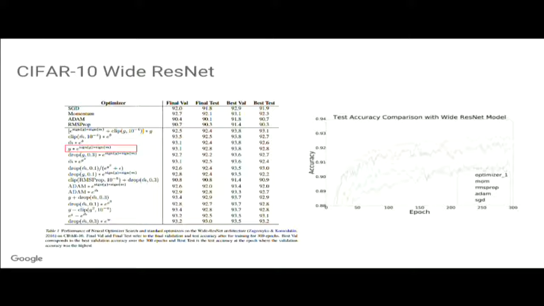And we see here that it actually does about one percent test accuracy better than the Wide ResNet model, which was actually tuned for the Momentum optimizer, which is pretty interesting. And so, yeah, we wanted to experiment more with this kind of interesting update rule that we found.